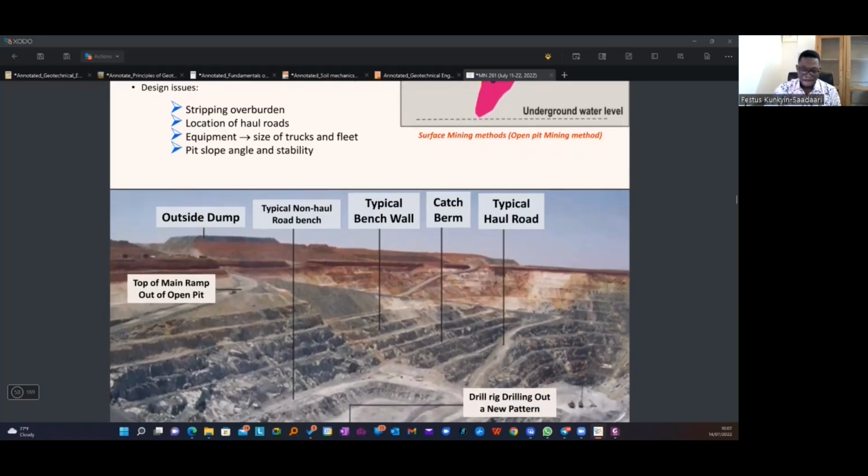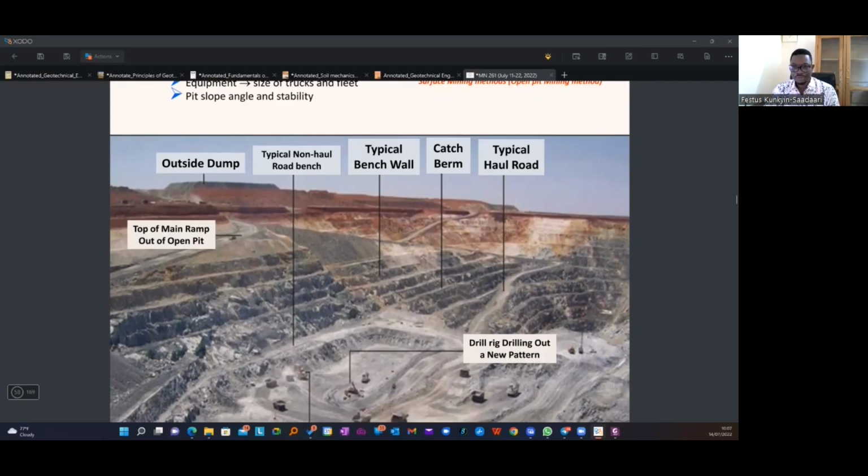Then we have the pit slope angle and stability. Once you have decided this is the pit limit, you have to be able to identify what angle each of your benches should be, what angle each berm should be, so that at the end of the day, when you add all those tiny angles you get from each bench, you are able to form the overall pit slope angle for your pit to be stable. If you have a pit failure, you are in deep trouble. The mineral police will come for you. Your life will never be the same. And so you need to be careful as a mine planner when you are taking decisions on your pit slope angles. Do not try to mess up.